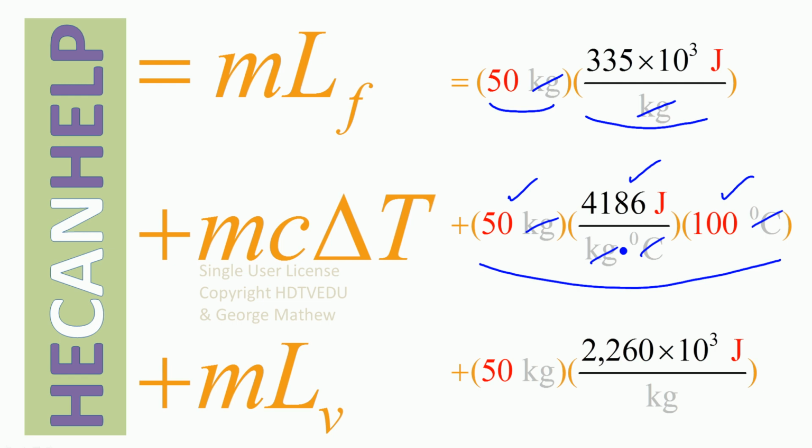Once we have water at 100, we absorb more heat, and now we convert from water at 100 to steam at 100. You're going from liquid to gas, so you use latent heat of vaporization. So you go with 50 times 2,260 times 10 to the power of 3. Again, kg and kg cancel out, so you get your answer in joules.